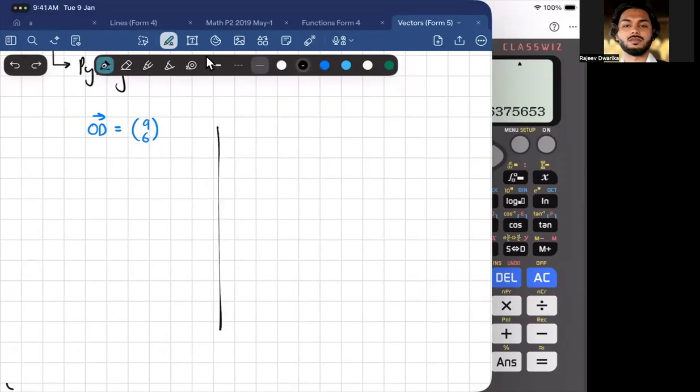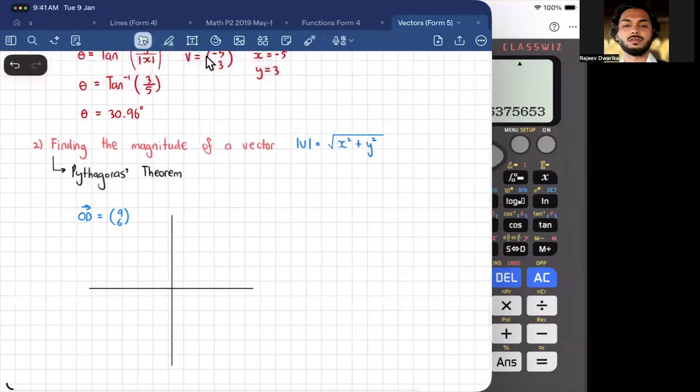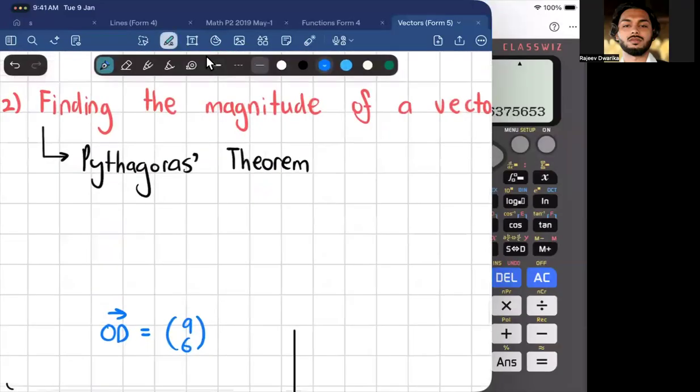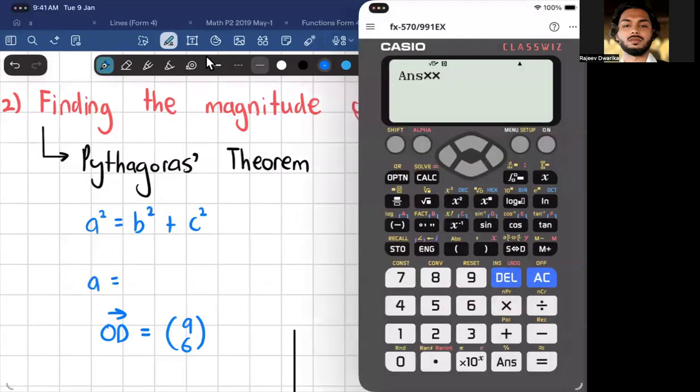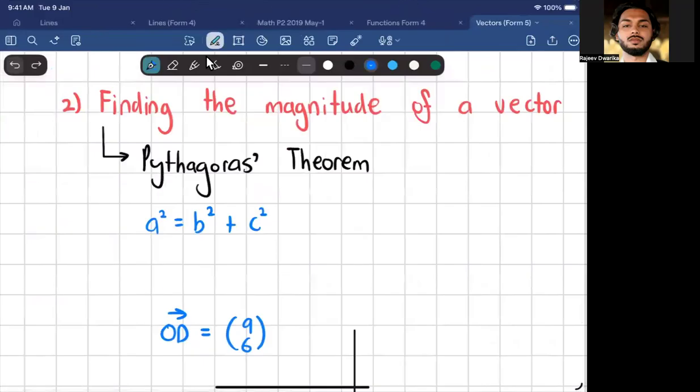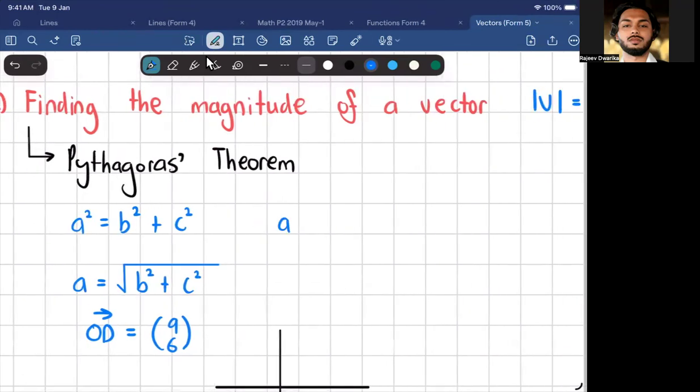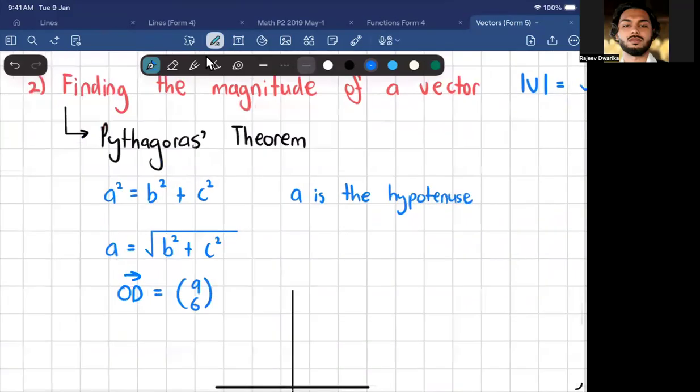So you'll see what's going to happen again. Just to remind you, Pythagoras' theorem goes a little something like this: a squared is equal to b squared plus c squared. If I want to find a, what's the opposite of squaring something? The square root. So to find a, it'll be the square root of b squared plus c squared. Now, it's important to know that a is the hypotenuse, AKA the longest side in the triangle.